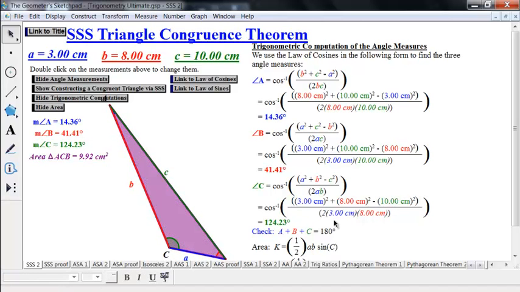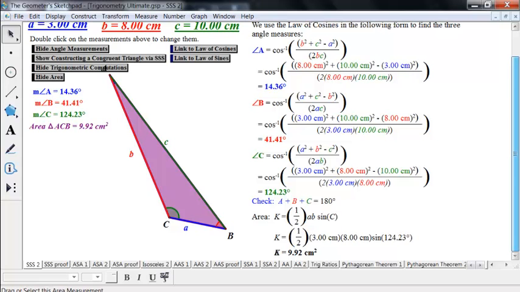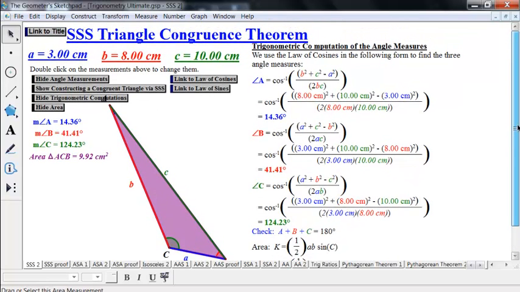And then this readjusted all the calculations, so you should have come up with angles A, B, and C, opposite those sides A, B, and C, of 14.36 degrees, 41.41 degrees, 124.23 degrees, and an area of 9.92 square centimeters. And so you can make up as many problems as you want to check and practice using this. This is a basic skill we should be able to do in our trig class.